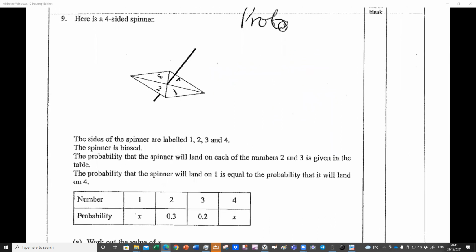Here is a 4-sided spinner. The sides of the spinner are labeled 1, 2, 3, and 4. The spinner is biased. The probability that the spinner will land on each of the numbers 2 and 3 is given in the table. The probability that the spinner will land on 1 is equal to the probability that it will land on 4. Lovely.